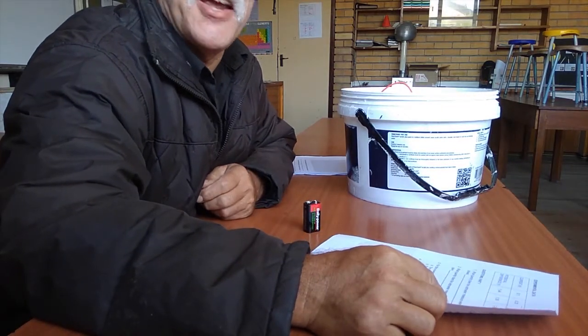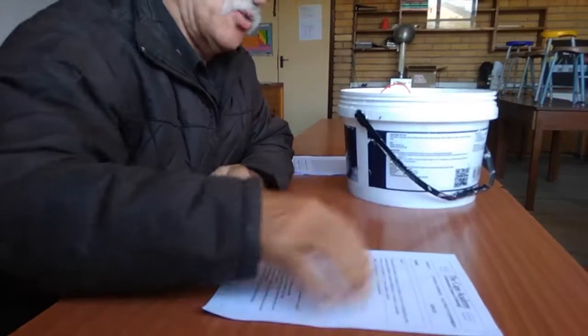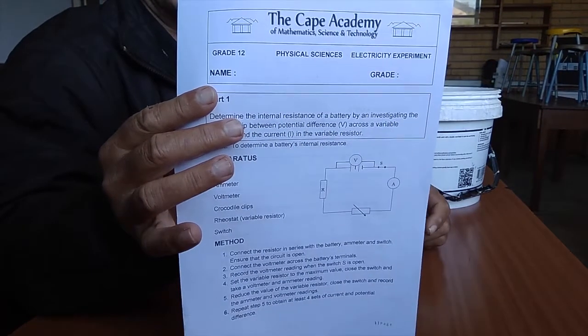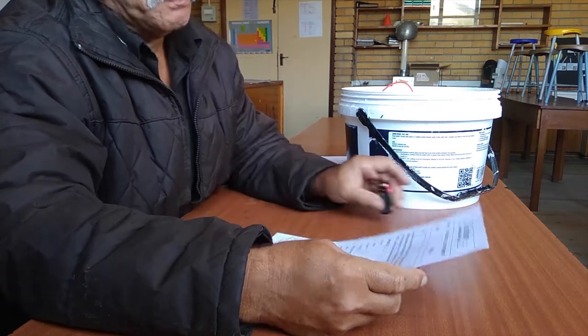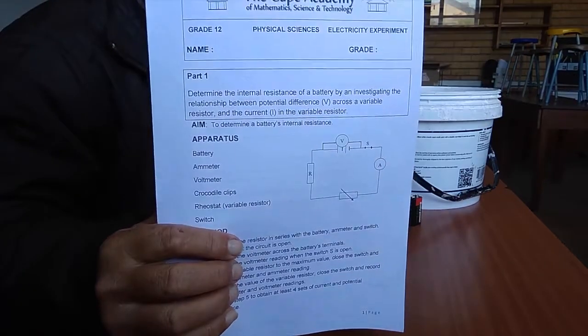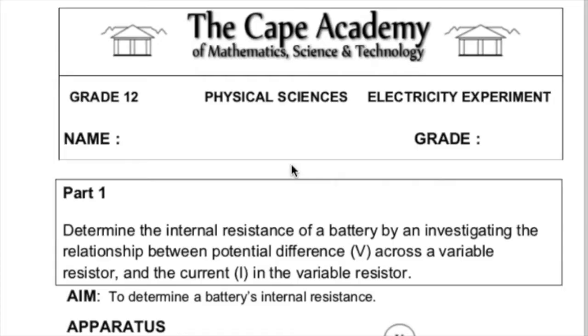Well, hello all. Today we're going to have some fun finding the internal resistance of a battery or a cell. And we're going to be following this worksheet which has been prescribed by the department. It says here by the Cape Academy of Mathematics, Science and Technology. And I will put the circuit and this practical, I'll show you a close-up PDF version of it.